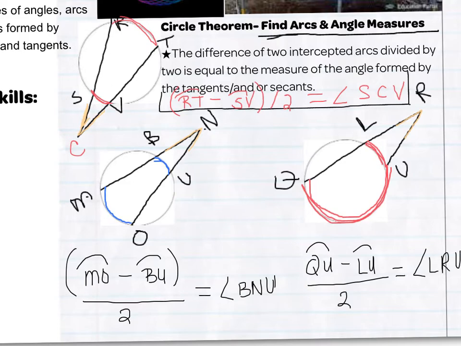Okay, now remember, all these theorems are for finding arcs and angle measures. So you might be given one of the arcs and one of the angles, and you have to find the other arc. You might be given both of the arcs, and you want to find the angle measure. And that's what we're going to work on in a few minutes.